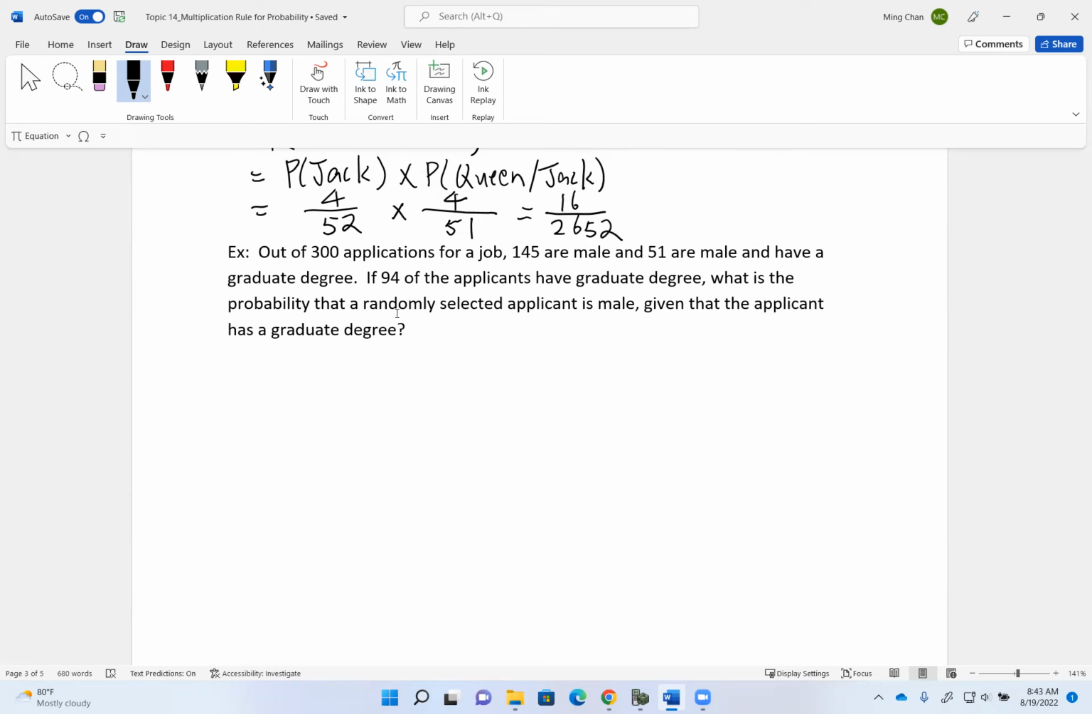145 are male, and 51 are male and have a graduate degree. So 51 people are male with a graduate degree. So this is how I'm gonna draw it. I basically have graduate degree, and no graduate degree.